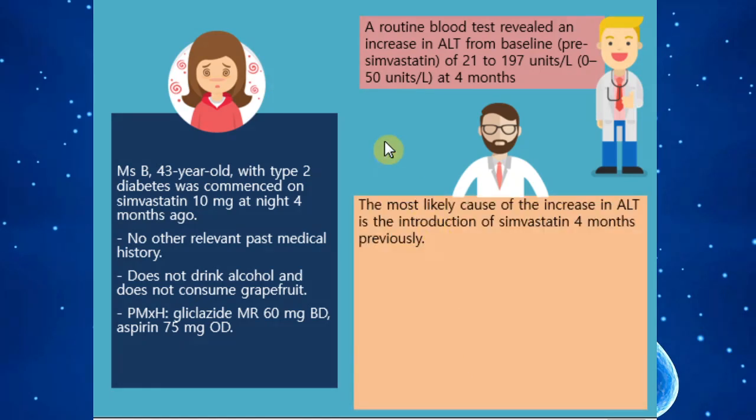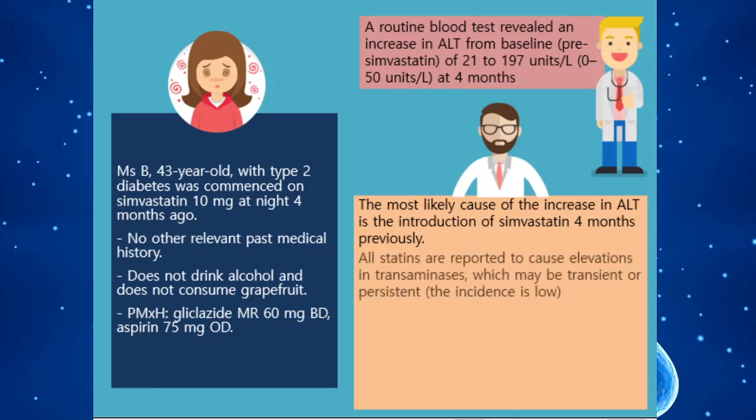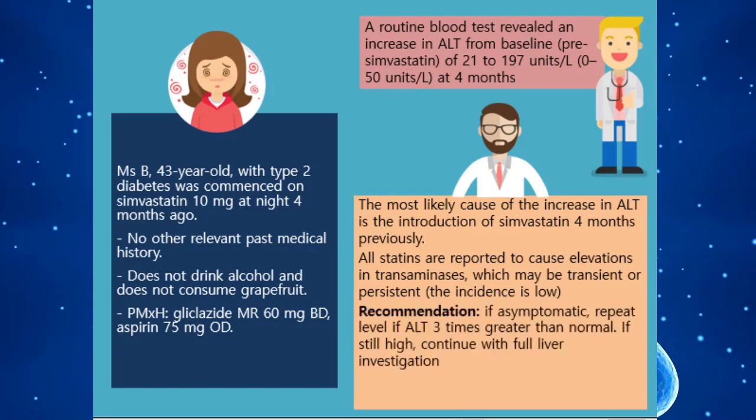The most likely cause of the increase in ALT is the introduction of simvastatin 4 months previously. All statins are reported to cause elevations in transaminases, which may be transient or persistent. And if the patient is asymptomatic, we need to repeat the level if ALT is 3 times greater than normal. But if it's still high, continue with a full liver investigation. And the therapy might also be changed to pravastatin.